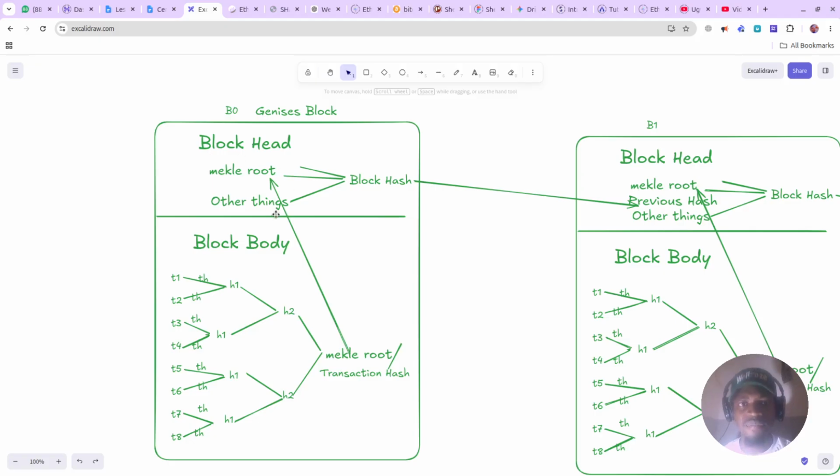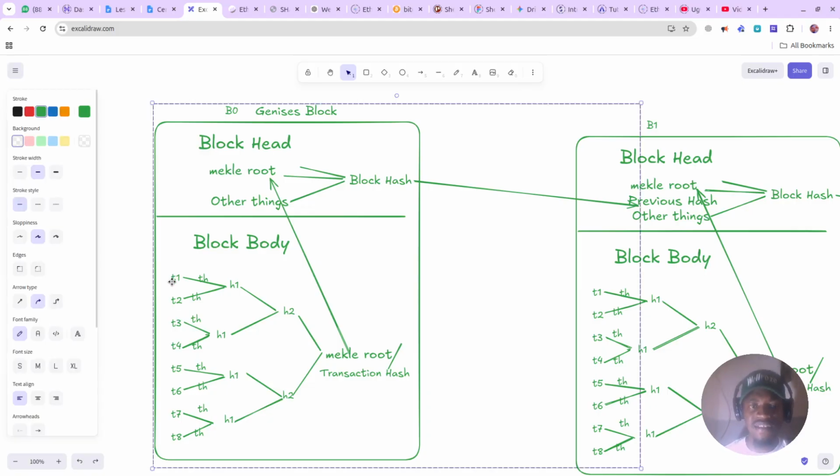All right, so this block is divided into two. We have the block head and the block body. Now let's talk about the block body. The transactions you make every day on blockchain are saved in the block body. You simply send Bob $500. That's a transaction, and it's saved in the block body. Any transaction that happens on the blockchain is saved here. So this T1 serves as the first transaction that you made, then second, third, fourth, fifth, sixth, seventh, and eighth transaction.